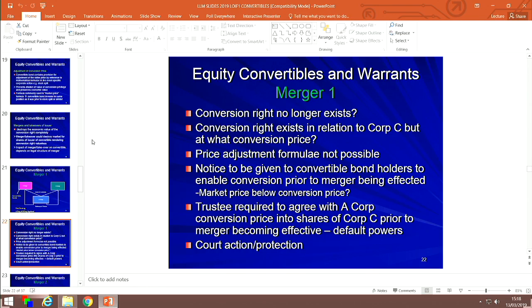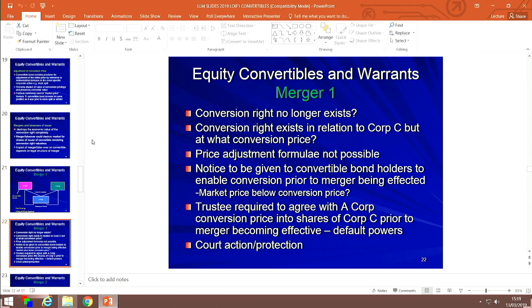Now, clearly the trustee has no powers with regard to C Corporation, because its powers are under the convertible bond issued by A. So consequently, how does the trustee compel the issuer A to agree a price with C in the event of the merger? Answer is very straightforward. The trustee is given default powers if A cannot agree a conversion price for the bondholders into the shares of C. And that works.